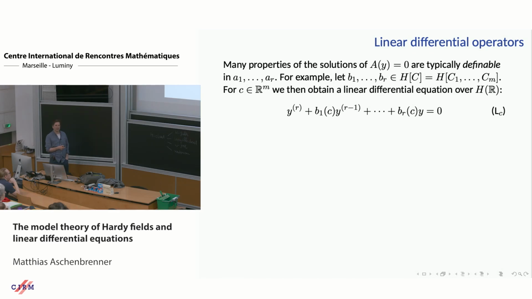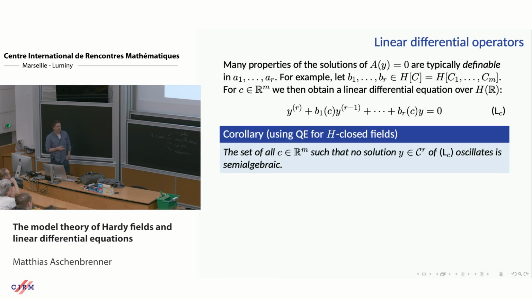So let me give you one example where I make this precise. For example, you can take, let's call them B1 up to BR, polynomials over H in C1 up to Cm, and the C's are supposed to be for coefficients that are substituted, the constant coefficients. All right, so then for every m-tuple C, I get a linear differential equation over, well, if H contains R, then this is just H. So I get an equation L sub C.